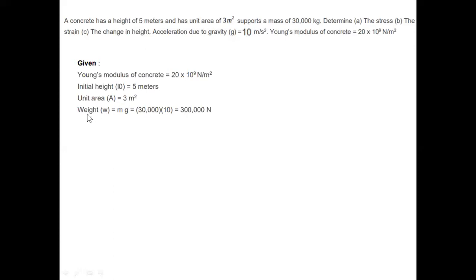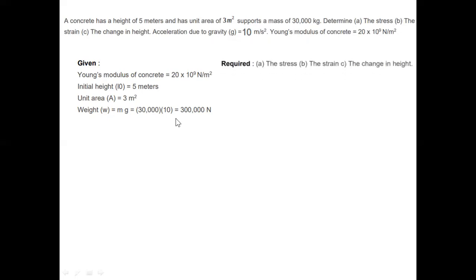And we have the weight. Solving for the weight of the whole system, W is equal to mass times gravity. This is 30,000 times 10, which gives us 300,000 newtons. This is the force or weight which is carried by the concrete.